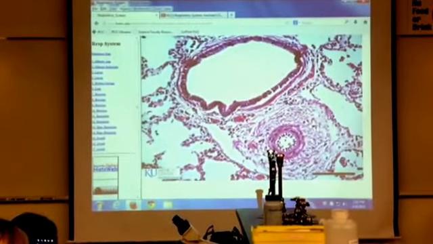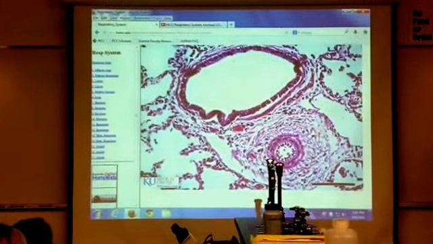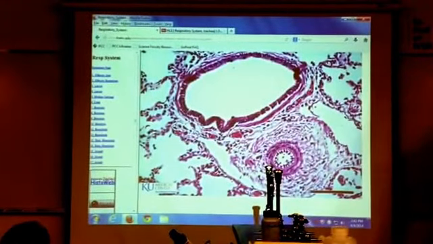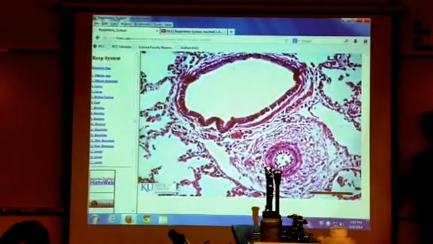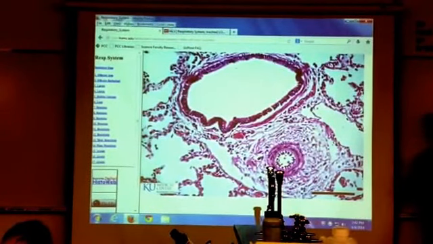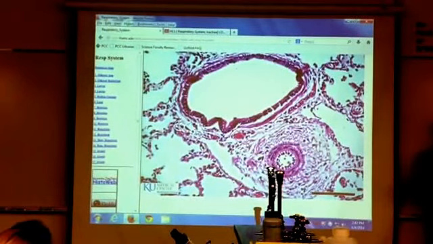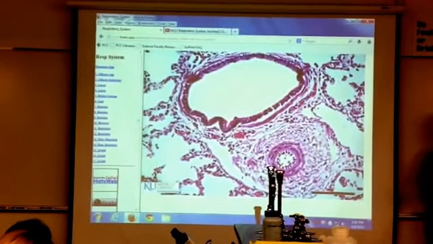Alright, that thing on the top. What is that? Lumen. It's not a trachea, nope. It's a bronchiole, not a bronchus. How do I know that's not a trachea or a bronchus? What's it missing? No cartilage.